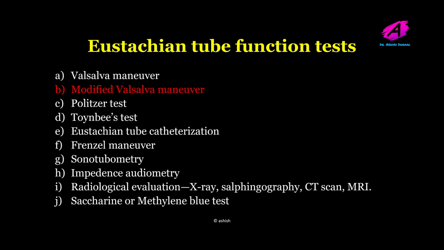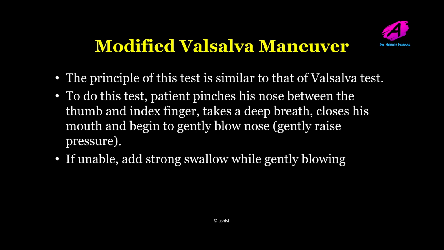Okay, so the other test is the modified Valsalva maneuver. The principle of this test is similar to that of the Valsalva test. To do this test, the patient pinches his nose between the thumb and index finger, takes a deep breath, closes his mouth and begins to gently blow the nose, gently raising the pressure. If unable, add a strong swallow while gently blowing.